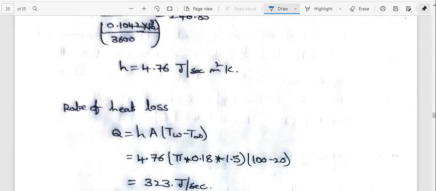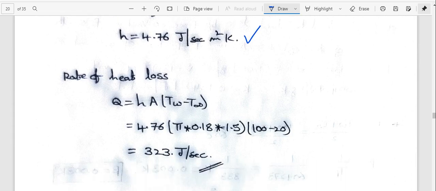So here what is the h value? 4.76 joule per second meter square Kelvin. So here what is the rate of heat loss, hA delta T. This is a cylindrical object, the surface area is pi dL. That's why I am substituting the pi value, d value and L value like this. So here Q equal to 323 joule per second.